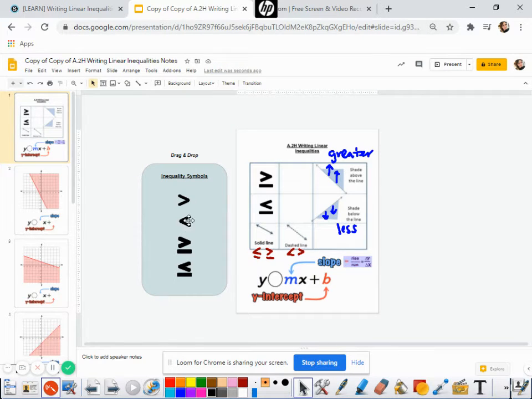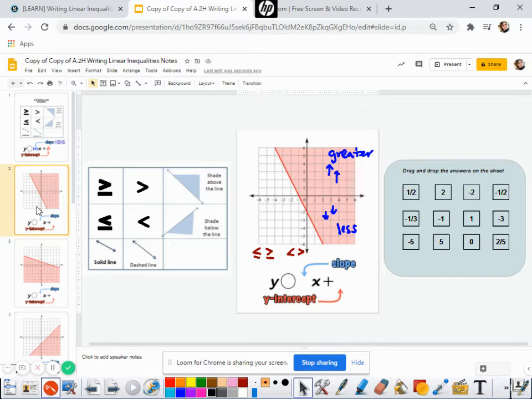The other two are going to look similar to these two. So greater than goes here. That's going to be shaded above, but it's going to have a dashed line. And less than, I'm going to move it here. That's going to be shaded below, but it's going to have a dashed line as well. Okay? Then we're going to use the slope-intercept form to figure out the slope, which is the rise over run, and we've done it plenty of times, and the B, which is our Y-intercept. So I'm going to help you along with a few, and then you're going to do a few on your own, so pay attention.